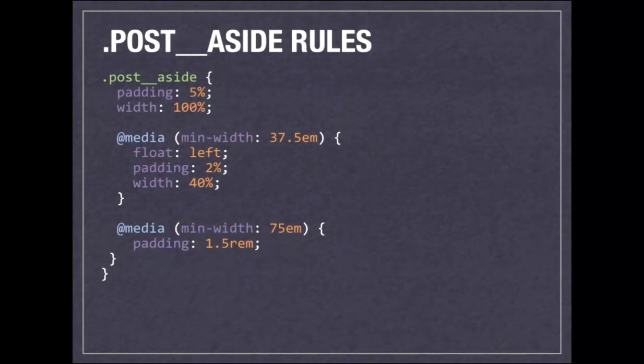We look here, and it's a little bit more complicated. There's width 100% with some padding inside, and then if it's a little bit bigger, 37.5 em, which is about 600 pixels or so, then it's going to be a sidebar. It's going to be 40% of the width with 2% padding on either side. And if it's really big, 75 em, which is about 1,200 pixels, then it's still a width of 40%, but the padding becomes 1.5 rems.